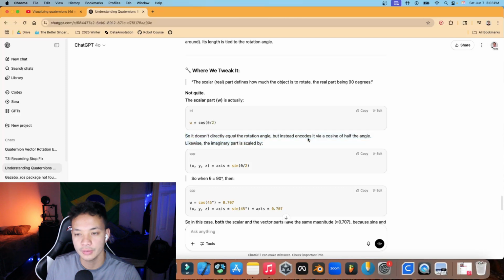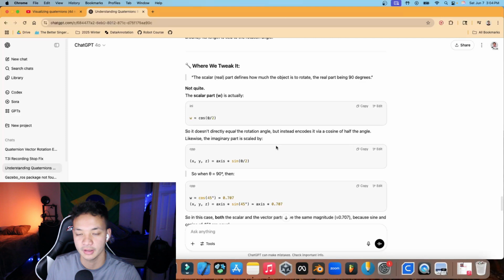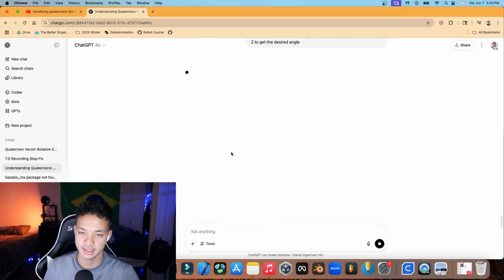Okay, so it encodes it via a cosine of half the angle. Likewise, the imaginary part is scaled by... So if we wanted to find the angle of W, we would multiply by cosine inverse and then 2 to get the desired angle. Let's see what that says.